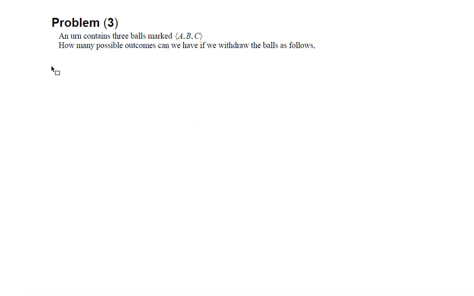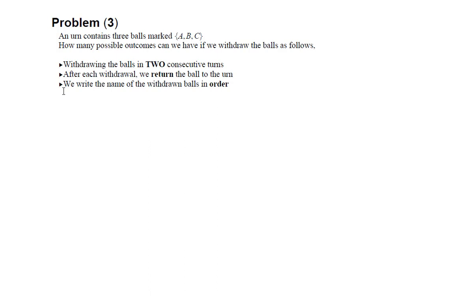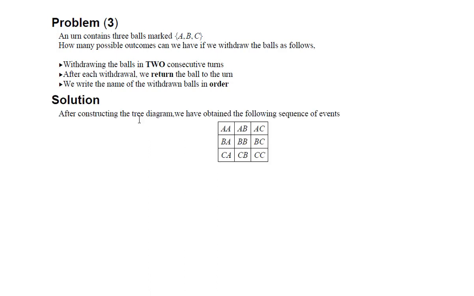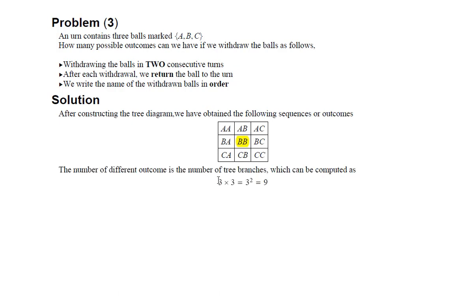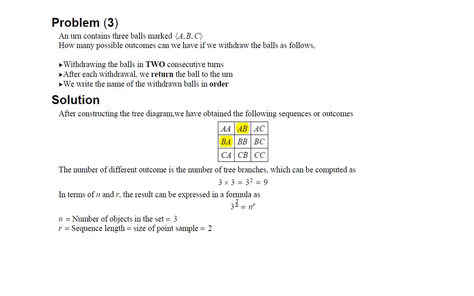So now going back to the old issue, we are withdrawing from an urn containing 3 balls in 2 consecutive turns, and we return the ball each time, and we do that in order. So these are all the possible sequences, and this is the number of all possible withdrawals. If we repeat this experiment a few thousand times, we can apply the previous formula to get the number of possibilities or the sample space size.